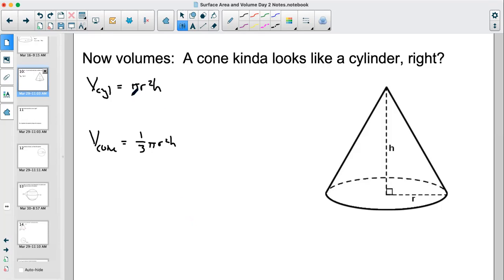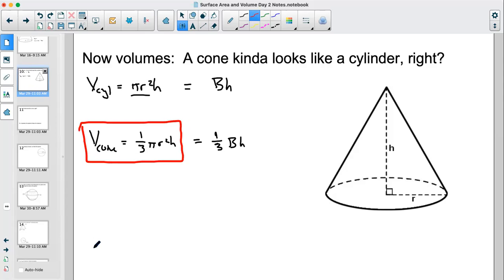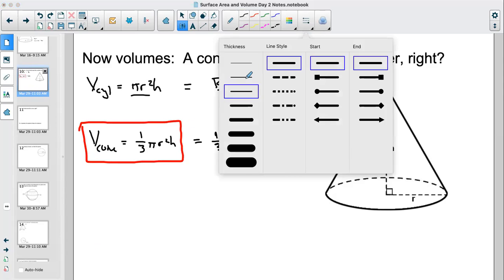Remember what I said before: this is the base of the cylinder and that's the height. For a cone, it's 1/3 times the big base, capital B, times the height. So it's 1/3 times the area of the circle times the height. For a cone and a cylinder with the same radius and the same height, you could fit 3 of those cones inside that cylinder. That's basically what this is saying. So this is our new formula, 1/3 pi r squared h, and we're going to use that in a minute, but not immediately.